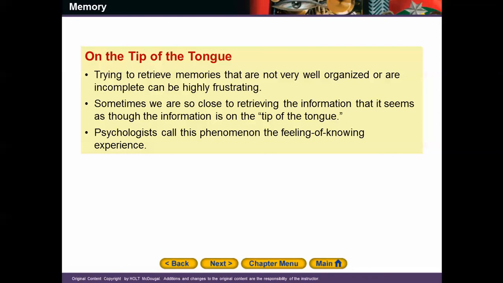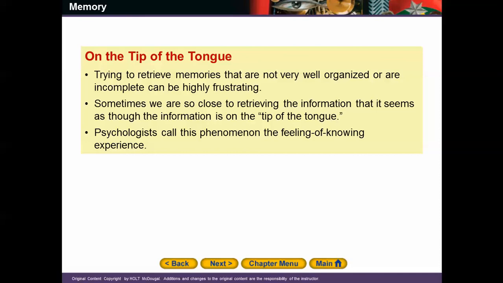And the last thing we're going to talk about is the tip of the tongue phenomenon. Trying to retrieve memories can be very frustrating sometimes, and we come very close to retrieving information, so it seems as if the information is on the tip of our tongue. It's sometimes also referred to as the feeling of knowing experience. You know it, you just can't get it out. You can't verbalize it. It's on the tip of your tongue.